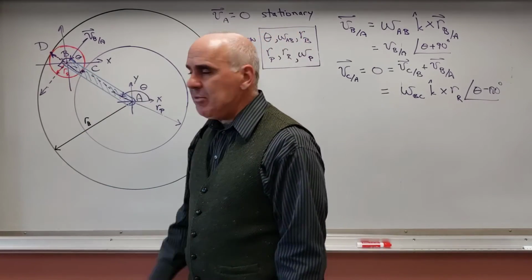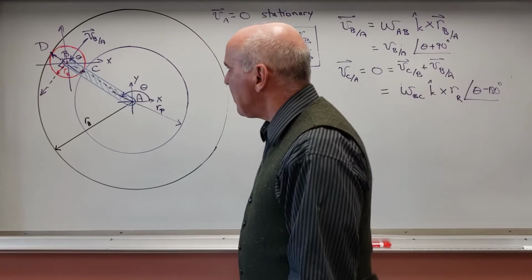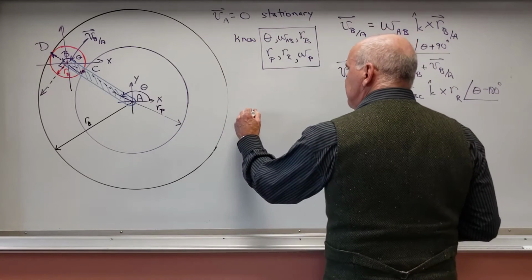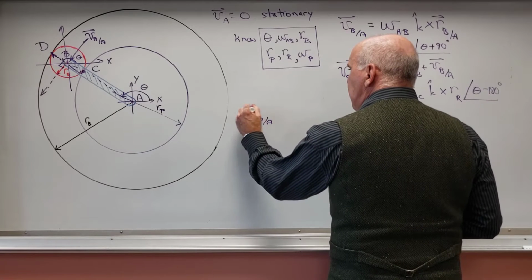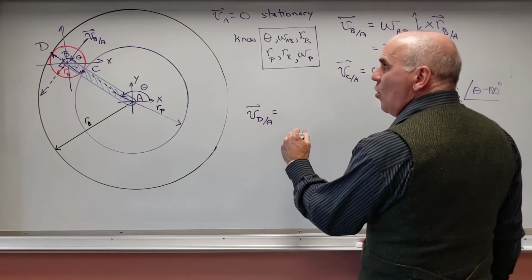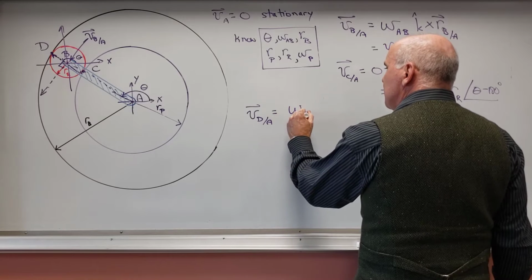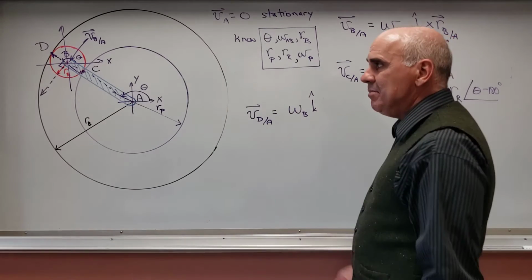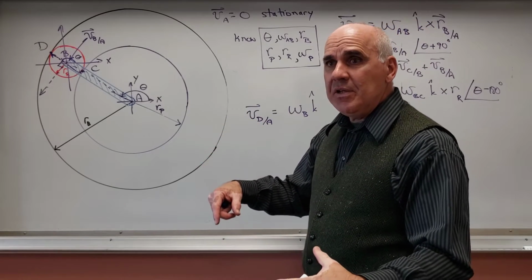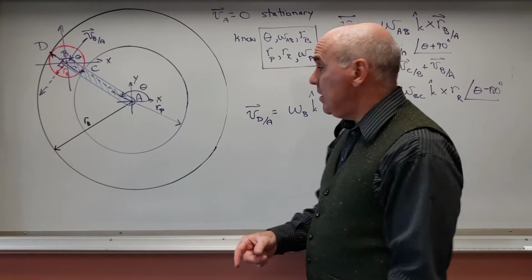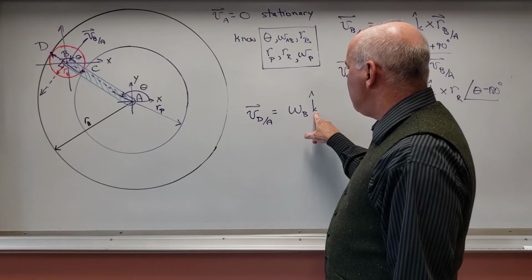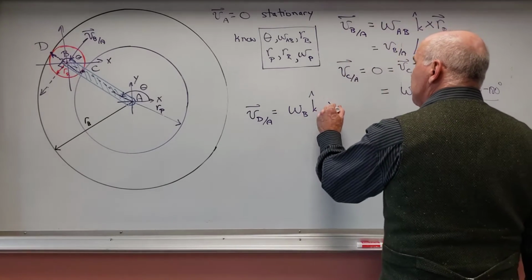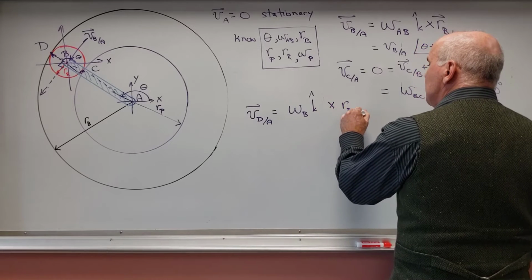All right, so what's going to happen over here at D? Let's take a look at that. As I look at D, I could say that the velocity of D with respect to A is going to equal omega of the black gear, and that's going to be in some k hat direction. Might be clockwise, might be counterclockwise. I don't really know at this point, so I'm just going to say omega times k hat. This could be negative. And then I'm going to cross that with the position of D with respect to A.